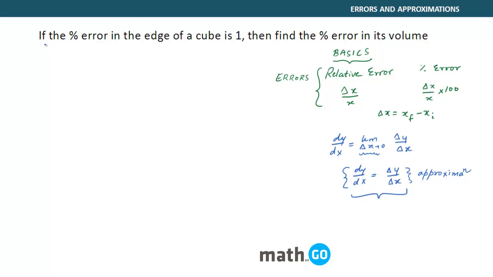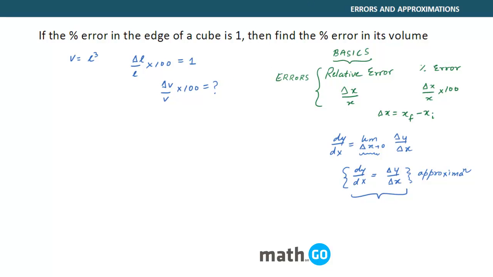So let's say what is given is that the percentage error in the length of a cube is 1. Find the percentage error in the volume. So we know that the volume of the cube is V equal to L cube, right? What is given to you is the percentage error in terms of L, that is delta L into 100 by L is given as 1. Now you want to find the percentage error in volume. That means what you are trying to find is delta V by V into 100. That is your target.